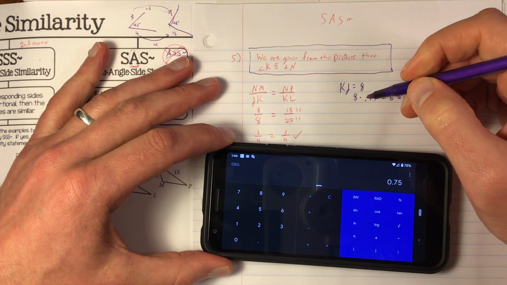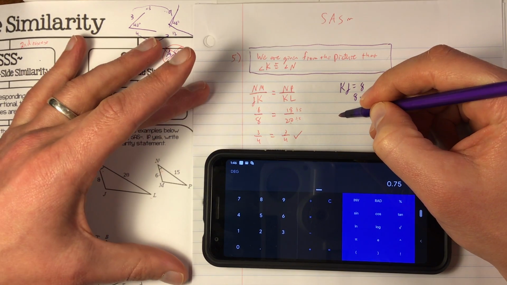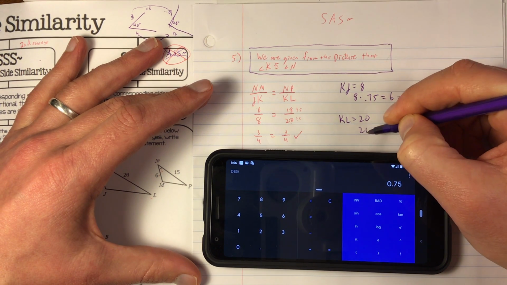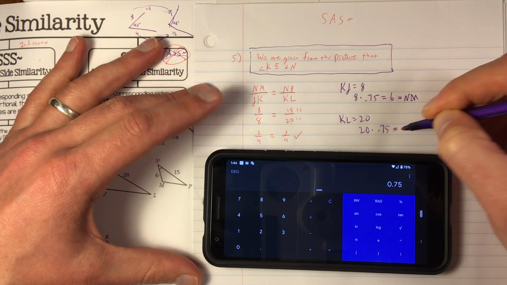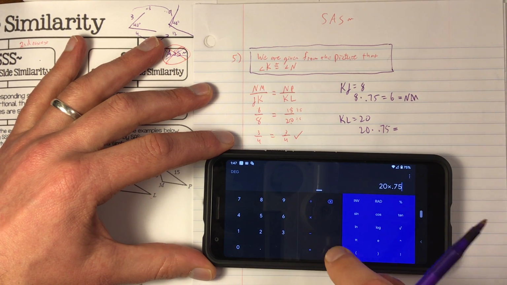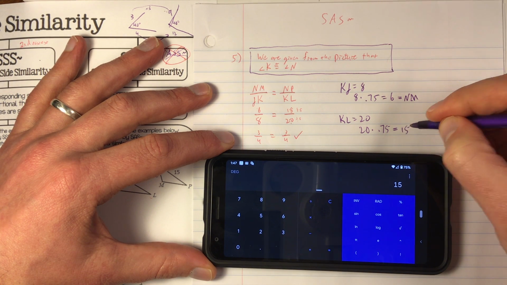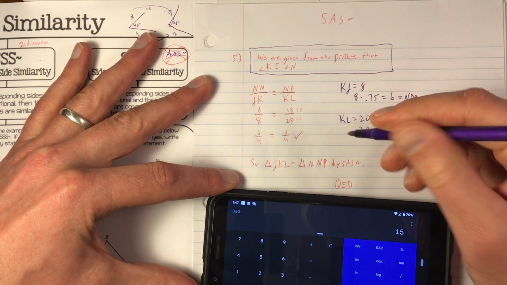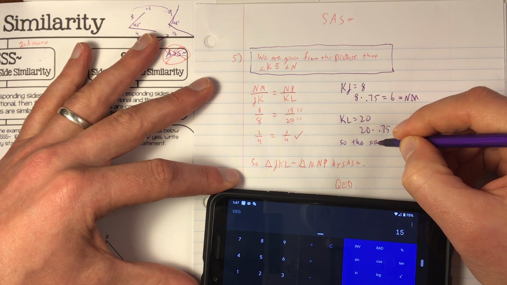So then let's check. Side KL is 20. 20 times 0.75 is 15. And we're good. That's side NP. So the sides have the same scale factor.